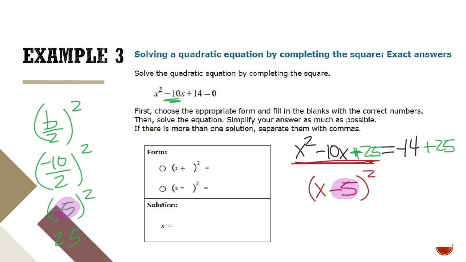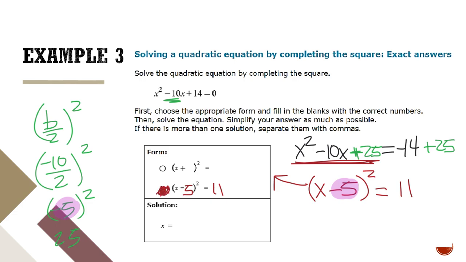Now the right side of this equation, you just have to simplify that. Negative 14 and positive 25 give me 11. Now this is my form. So we're going to have minus 5 and then 11, and we'll click that. I think you have to actually click this button on our homework first, and then you can type it in.